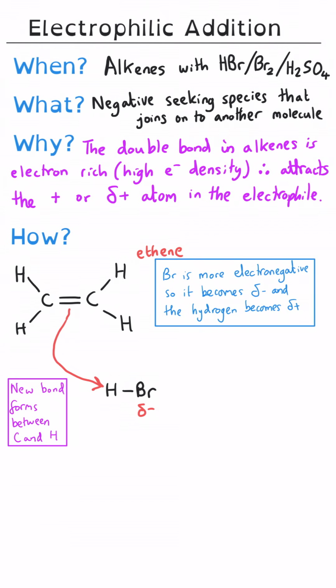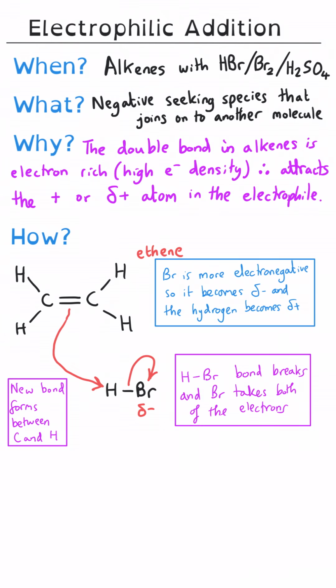And so what needs to happen next is the bond between the hydrogen and the bromine breaks, and that bond's electrons both go to the bromine atom. And so we show the curly arrow as starting at the bond, the pair of electrons that are in that bond, and we point to the bromine because it is taking both of those electrons.